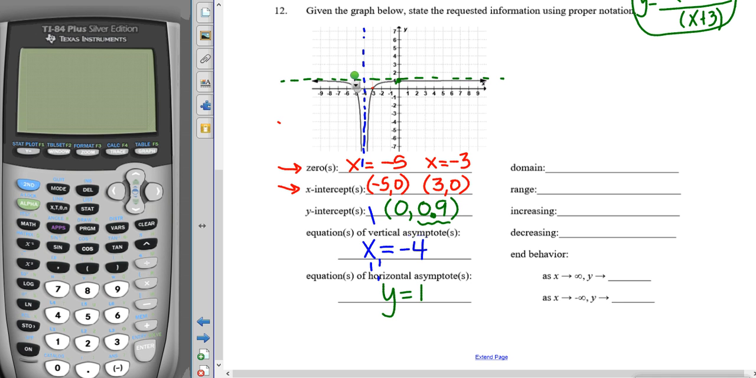All right, the domain of this graph. The only problem in the graph is this vertical asymptote. So I have x such that x is not equal to negative 4.